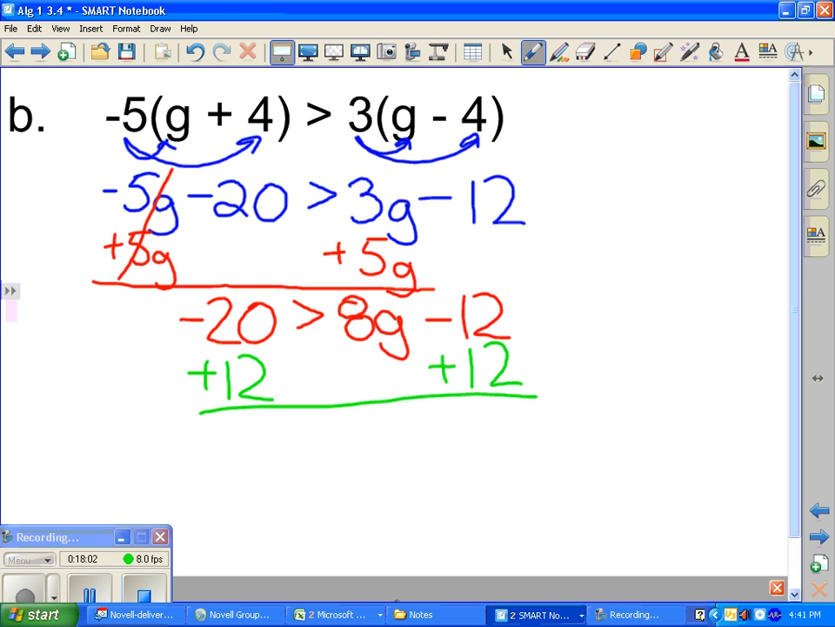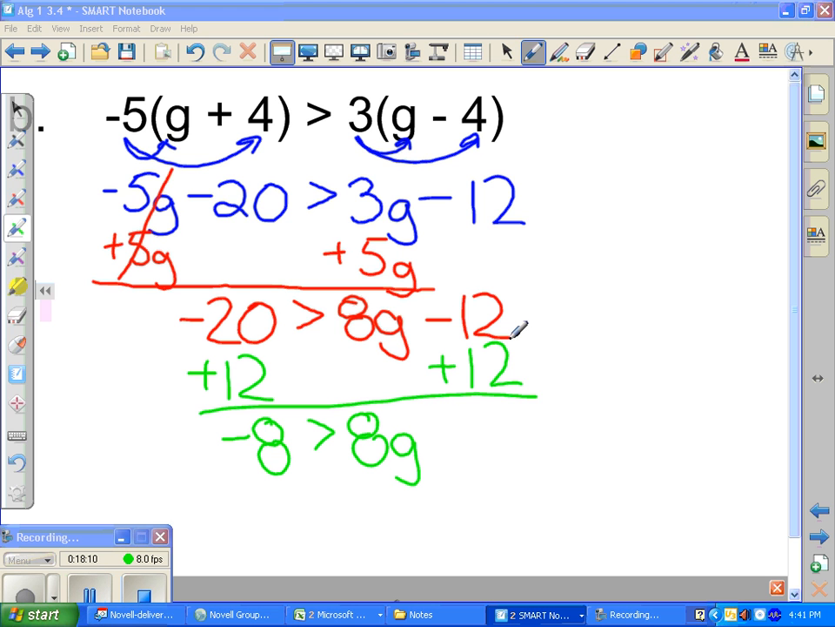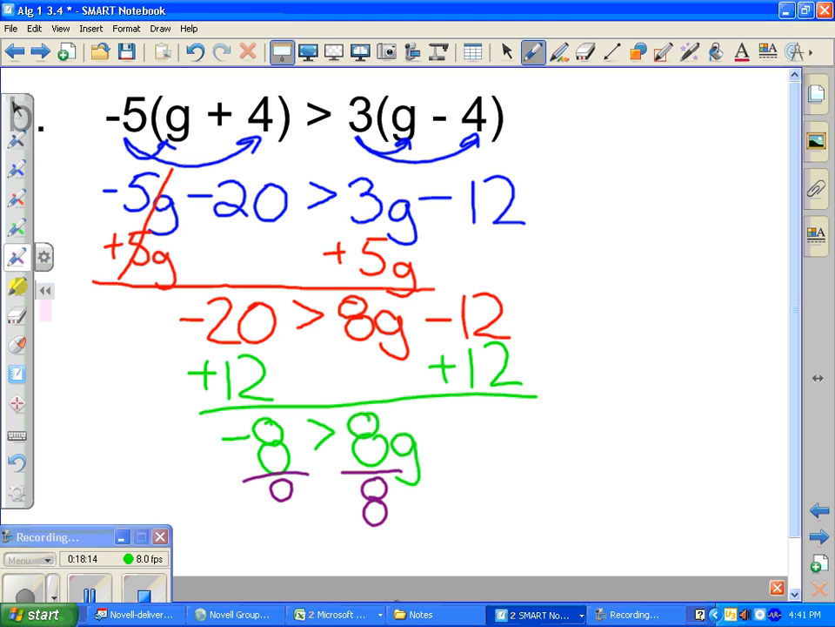So negative 20 plus 12 is negative 8. And then the last step is to get rid of that 8 by dividing. Don't forget, g goes first. So your answer is going to be g less than negative 1, because you have to reverse the greater than and make it a less than because you switched the g and the 1 around.